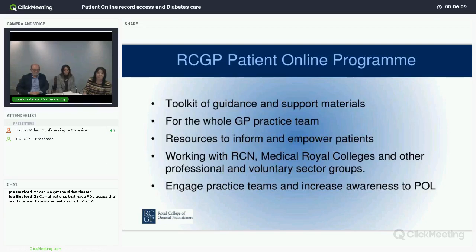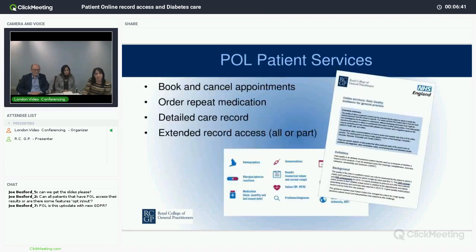As Ralph has said, lots of diabetes patients have complex comorbidities, and the more that we can increase their understanding and empower them, obviously it gives them a better chance of better outcomes. We work closely with the RCN and other Royal Colleges and other voluntary sectors to make sure that there's a wide influence on these materials and that they are patient friendly and easy to work with.